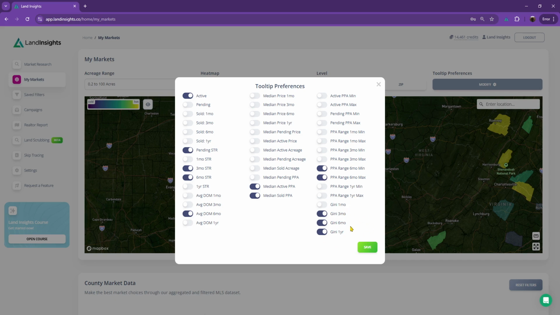And then I'll also pull in the Gini over the course of the year, just to get an idea of how homogeneous that area is. If I subdivide, will it be pretty consistent? So those are the data points I've chosen. Obviously, you can choose your own, or you can use these as well if you prefer. So from here, we'll go ahead and save that.